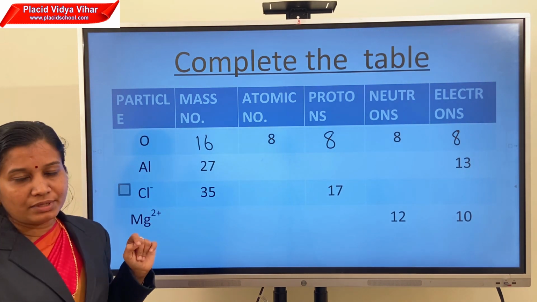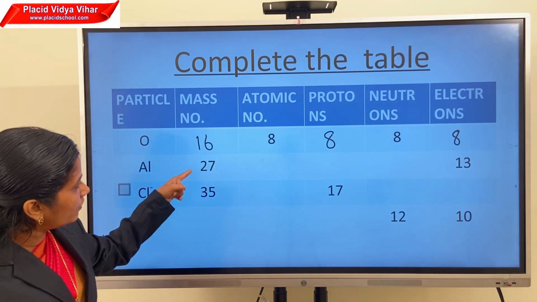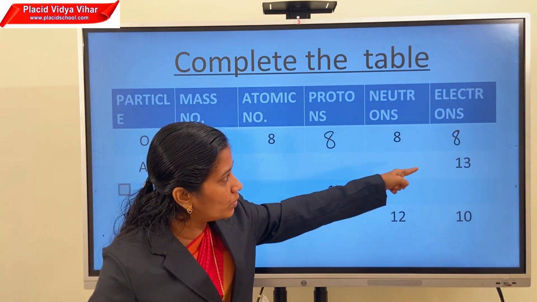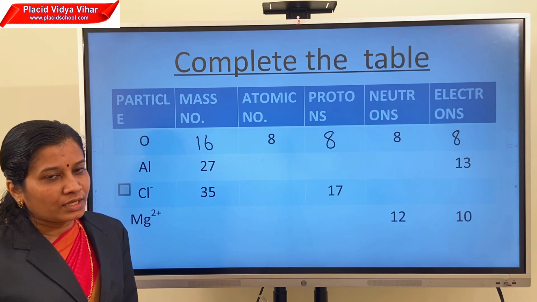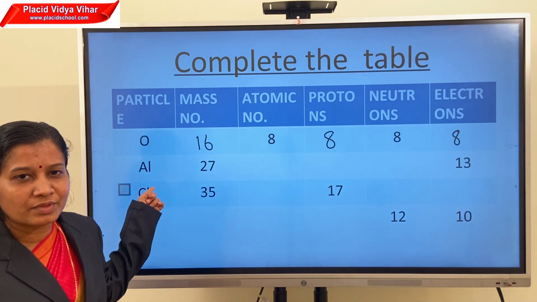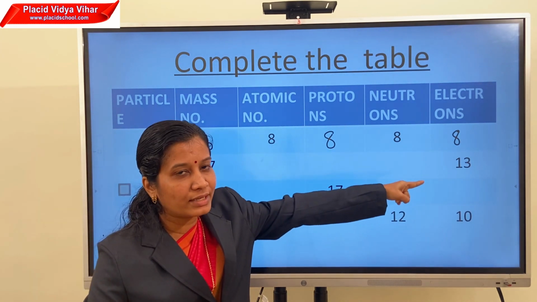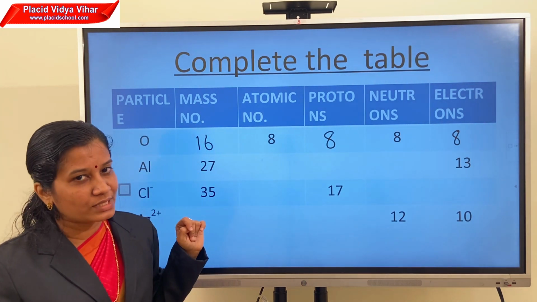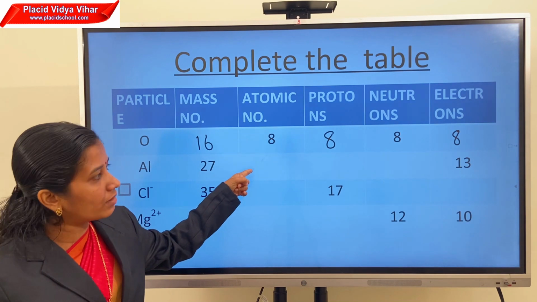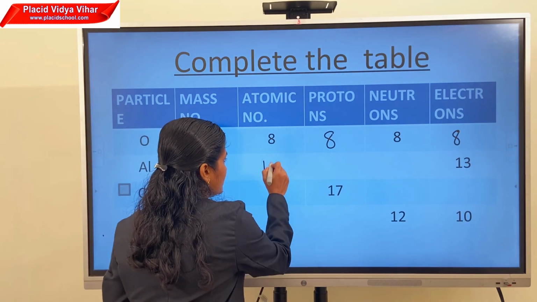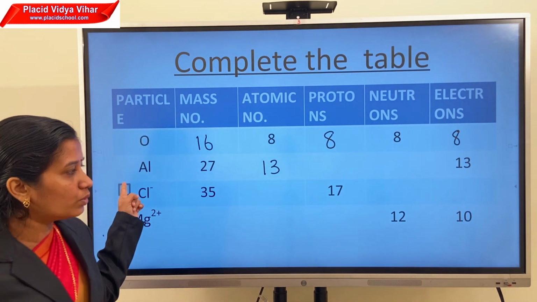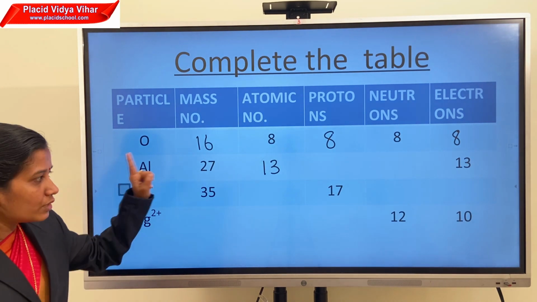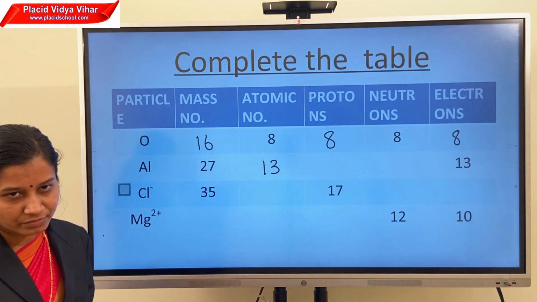Then the second example, aluminium. You are given mass number and also the electrons. So here no charge. So electron 13 is equal to what? The atomic number, because it is a neutral atom. So here we can write 13 because aluminium is a neutral one. Here no charge is there. So we can write that 13 here.